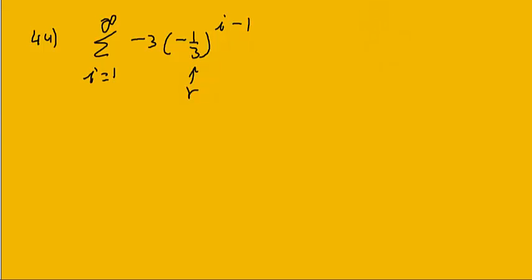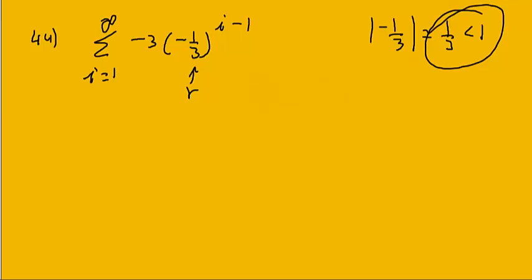Here's number 44. Okay, we have a sum, i going from 1 to infinity, and you have negative 3 times negative 1/3 to the i minus 1. That's my ratio right there. So the absolute value of negative 1/3 is equal to 1/3, and that's less than 1. So we can add this up. We just need to know what the first term is, because the formula says I need to know what a sub 1 is before I can add it up. So let's go find a sub 1.